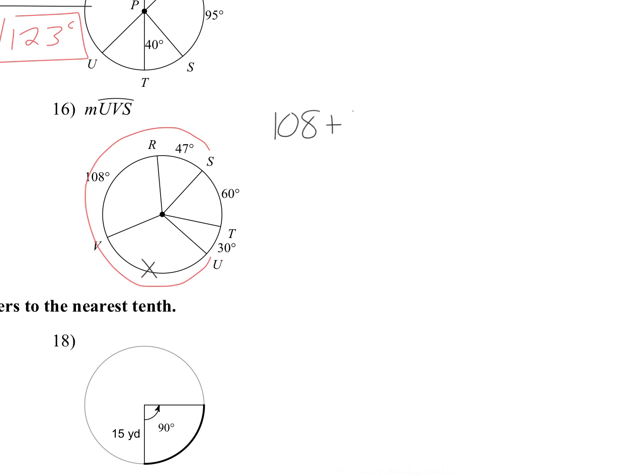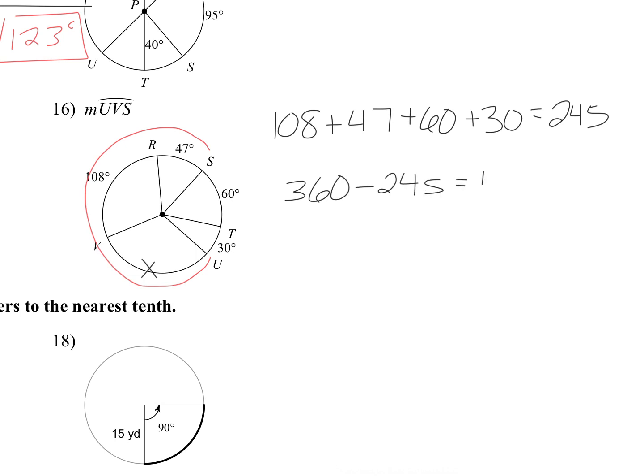So 108 plus 47 plus 60 plus 30. I add up all that we know, which you get 245. And then we subtract that from 360. Take 360 minus 245, and you get 115. Is that my final answer? No. That gives us what we were missing.